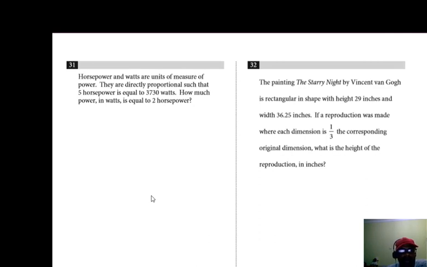Alright, horsepower, and what is the unit of measure of power? They are directly proportional. So this is the gradient section. So they are directly proportional. So 5 horsepower is the same as 3730 watts.